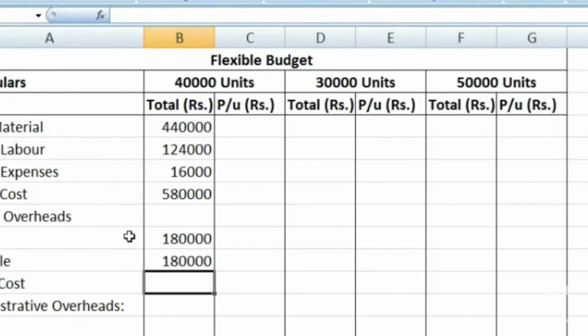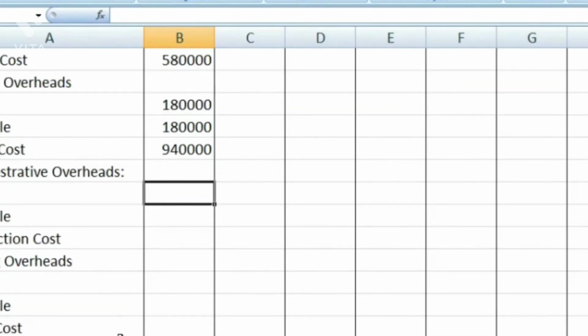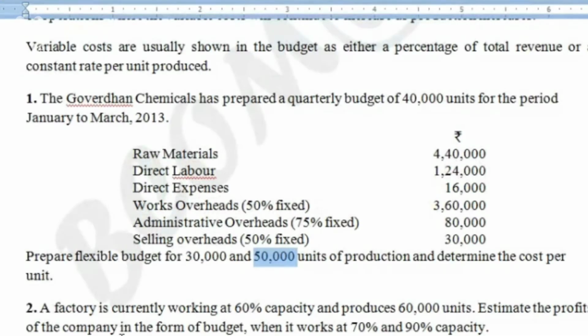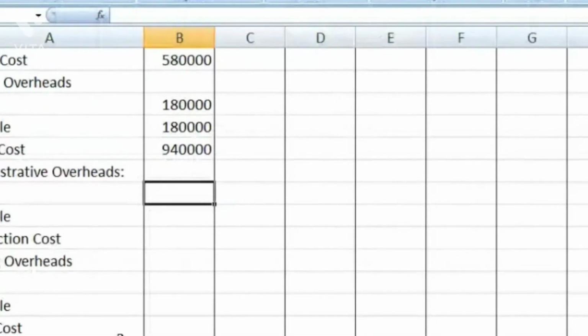Yes, sir. Okay, now add this figure to the above total. So, what is your next cost? Work cost. So, your work cost is 9,40,000. Now, 9,40,000 plus administration overheads. Administration overhead is 80,000 and 75% fixed and 25% variable. So 25% of 80,000 is 20,000. And 75% is 60,000. Just check it, everybody.